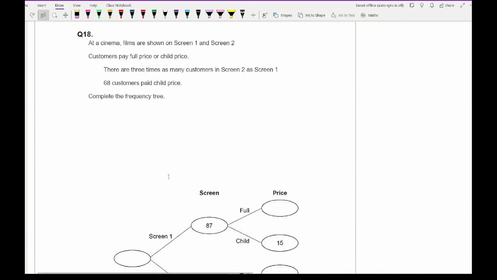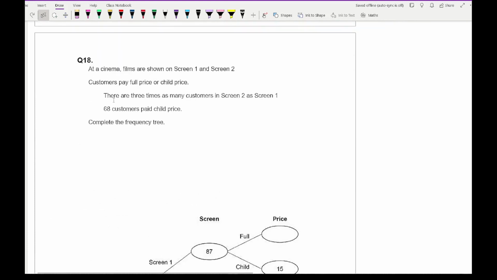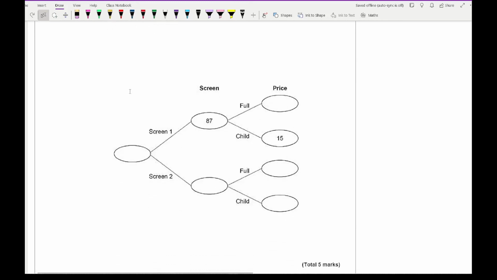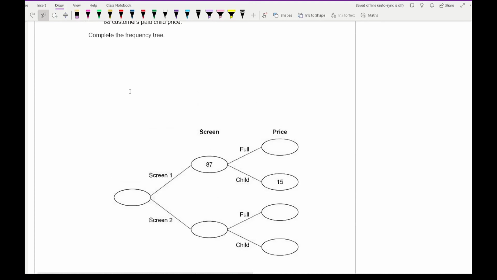Moving on to question 18, it says, at a cinema, films are shown on screen 1 and screen 2. Customers pay full price or child price. There are 3 times as many customers in screen 2 as there is in screen 1. 68 customers paid child price. Complete the frequency tree. So let's have a look at completing this.